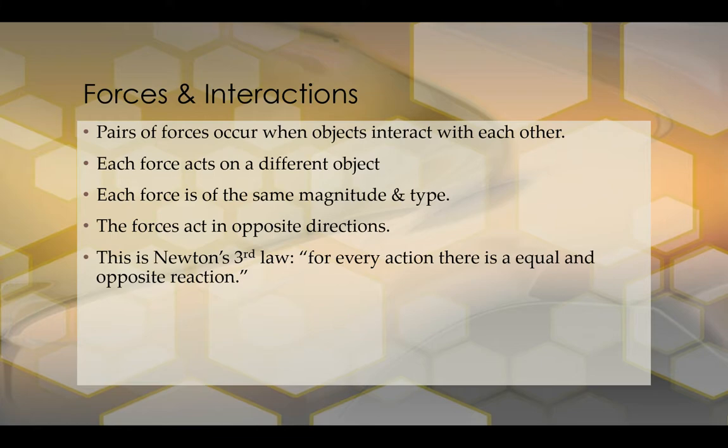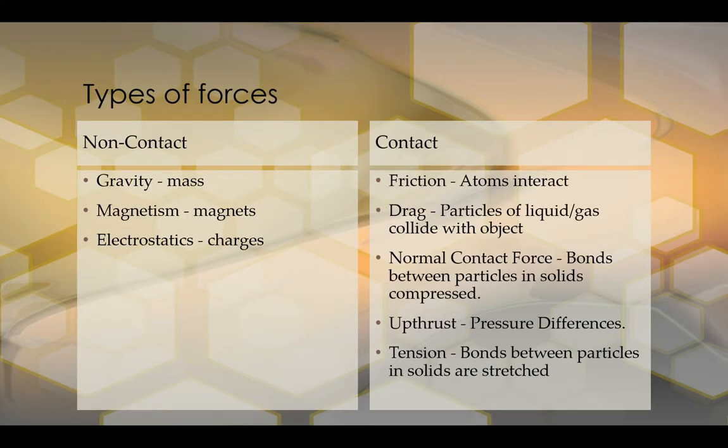So, forces and interactions. Pairs of forces occur when objects interact with each other in contact or non-contact, and each force acts on a different object. Each force is of the same magnitude and it's the same type of force. So if one's friction, the other is also friction. And the forces act in opposite directions. That's Newton's third law: for every action, there is an equal and opposite reaction. Probably his most famous law. And that's basically what it means.